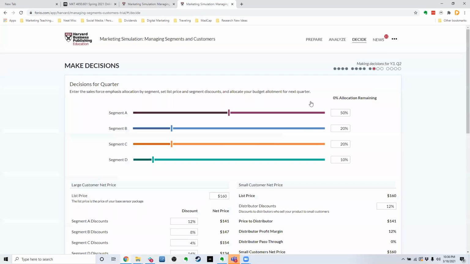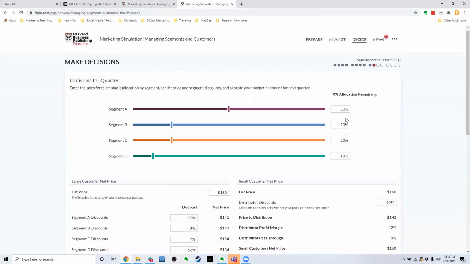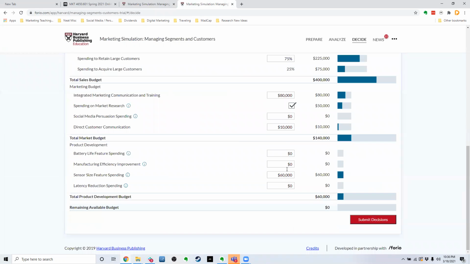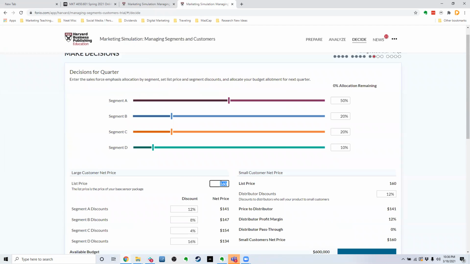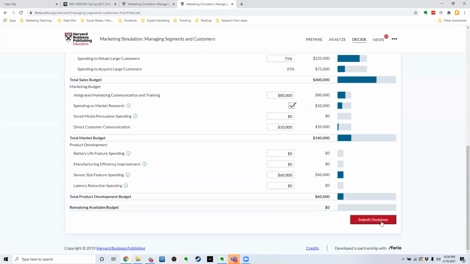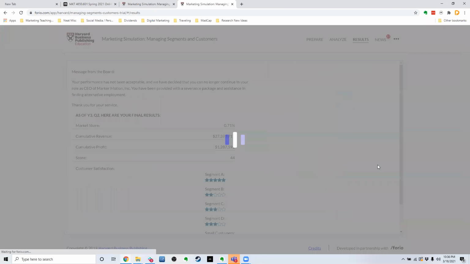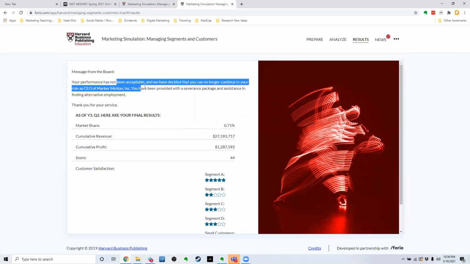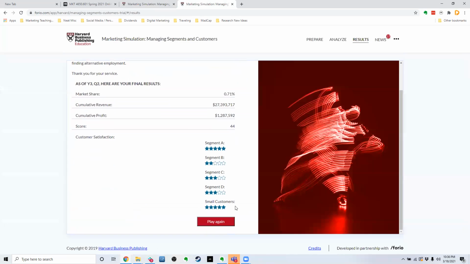But again, all of your decisions are done here on the decision tab. You'll know when you've been fired or when the simulation ends. Let me see if I can get myself fired. So I'm just going to jack up prices really high. And there we go, I got fired. So it's not been acceptable. We've decided that you can no longer continue. My score was a 44, based on market share, those types of things that I'm graded on.